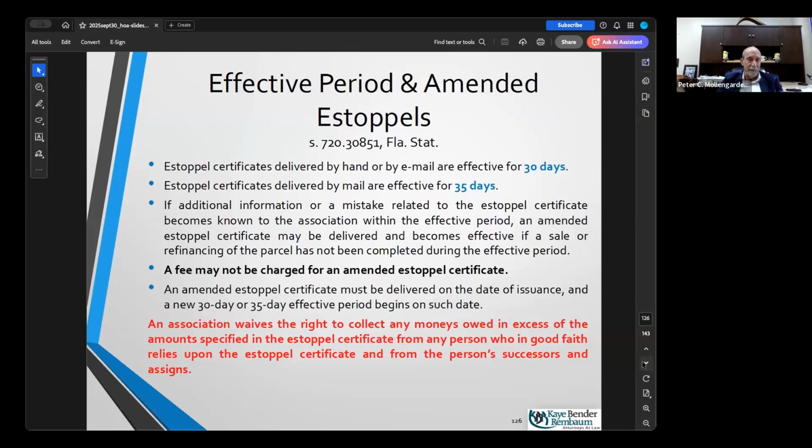And super important, at the bottom of this slide in red, an association waives the right to collect any monies owed in excess of the amount specified in the estoppel certificate from any person who in good faith relies upon it and upon the person's successor assigned. So if the estoppel certificate is wrong and the association forgot or did not include, let's say, a delinquent special assessment or regular assessment that was due, it will not be collectible. You've waived it. Or any other monies. So you've got to be very accurate and careful that you capture everything that's owed to the association in these estoppels.